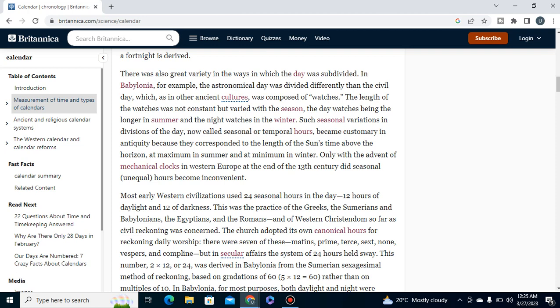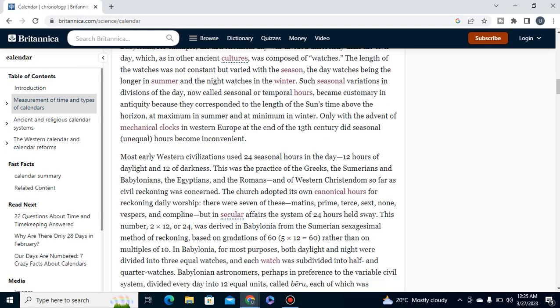This number, 12 multiplied by 2, was derived in Babylonia from the Sumerian sexagesimal number system, a method of reckoning based on gradations of 60, 5 multiplied by 12 equals 60, rather than on multiples of 10.